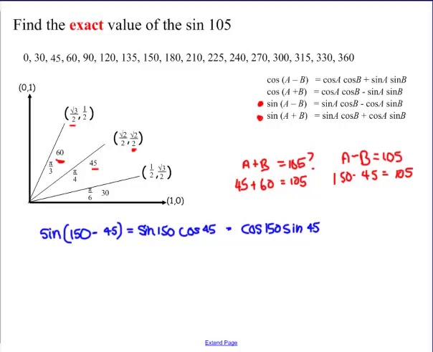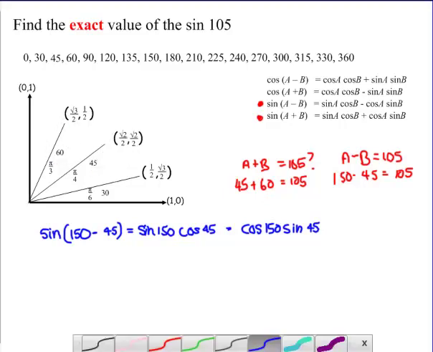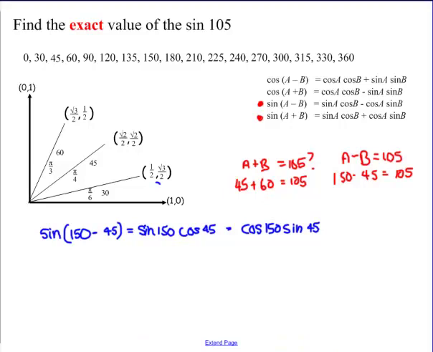Sine of 150. Now we have to go back and look at our unit circle and think the sine of 150. All right, the sine of 150 is the same as the sine of 30. So it's radical 3 over 2. And 150 is in the second quadrant, so that's positive. Cosine of 45, great, that's in the first quadrant, no problem there.